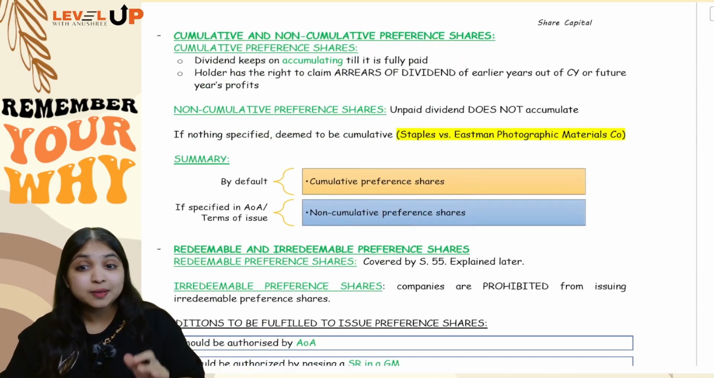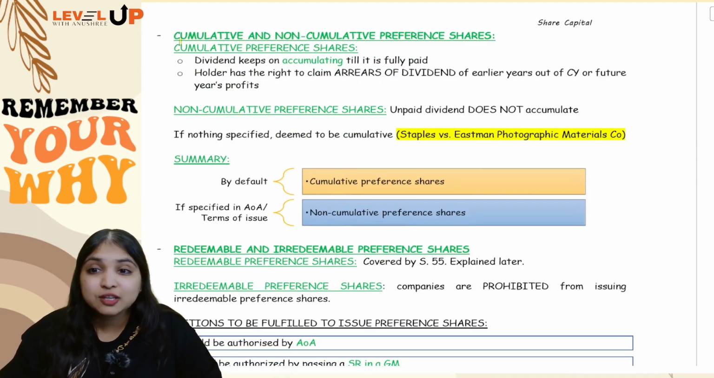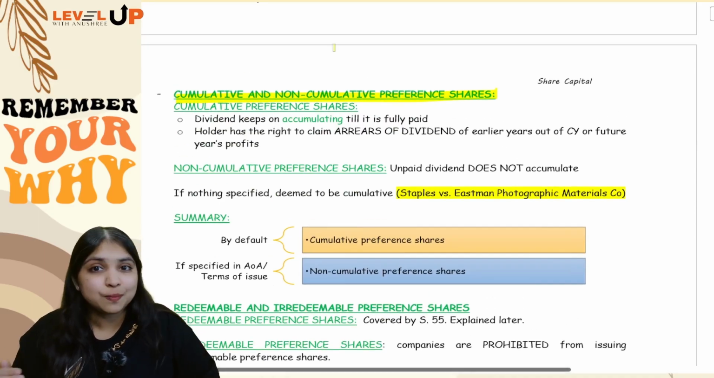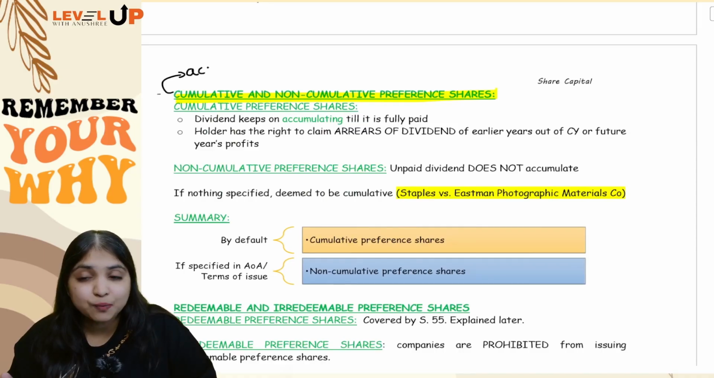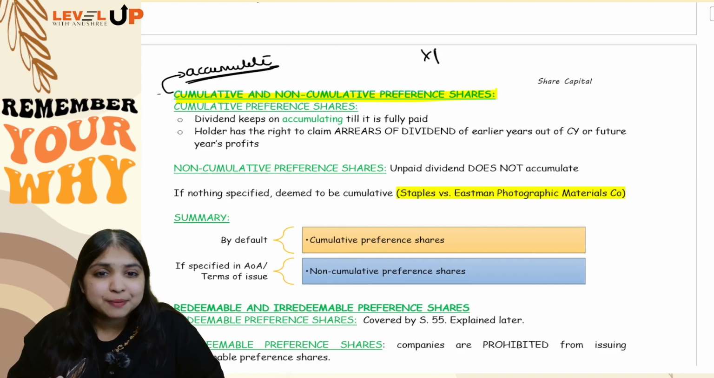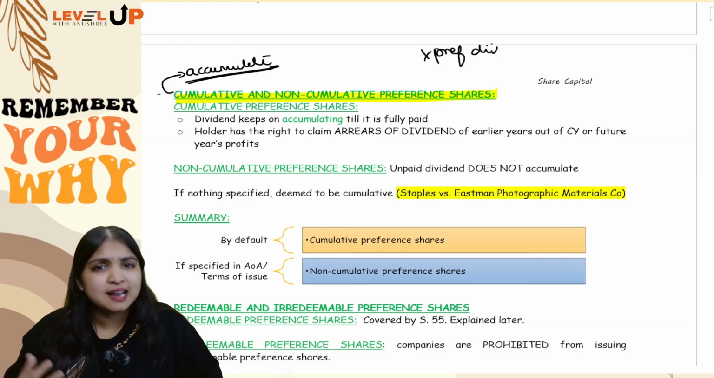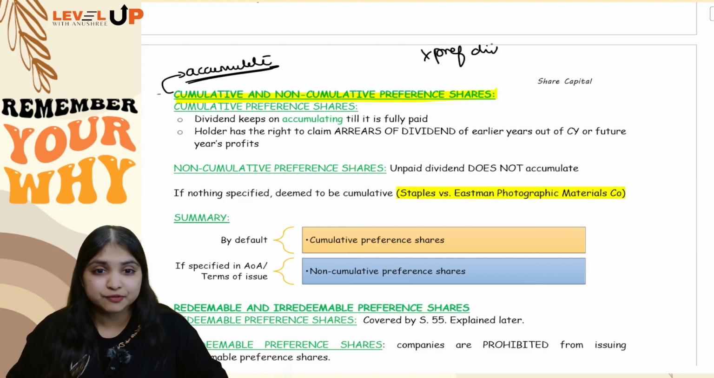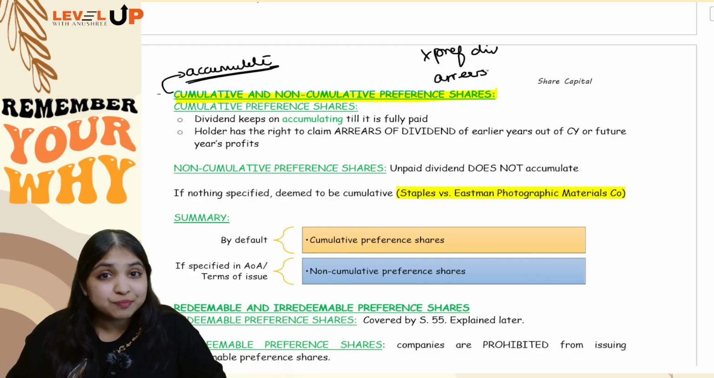Then we learned about cumulative and non-cumulative preference shares. The word cumulative comes from the word accumulate. And what does accumulate mean, guys? Accumulate here refers to, in case the company did not pay preference dividend in one particular year, let us say the company was having losses, it didn't pay preference dividend. So the company is having arrears of preference dividend, guys.